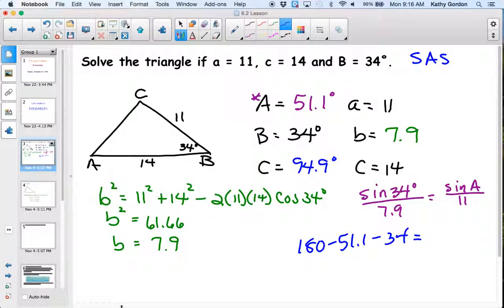And again, you can take a quick look. Is the biggest side across from the biggest angle? Yes. Is the smallest side across from the smallest angle? Yes. So that's just a quick little check, like, does everything fit? Did everything come out okay? Okay, questions on that?